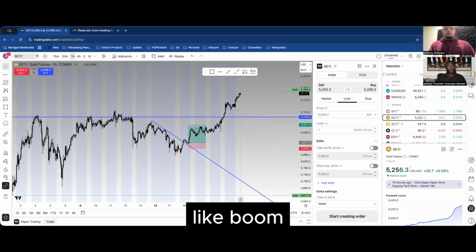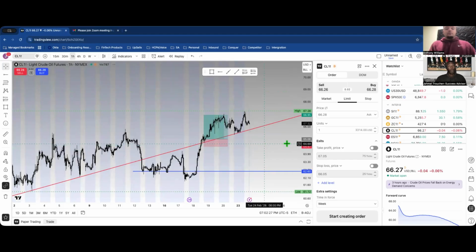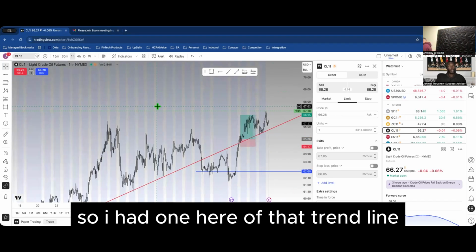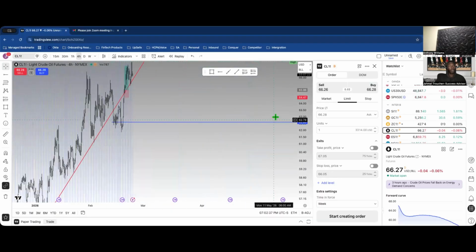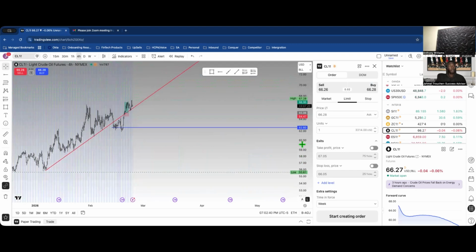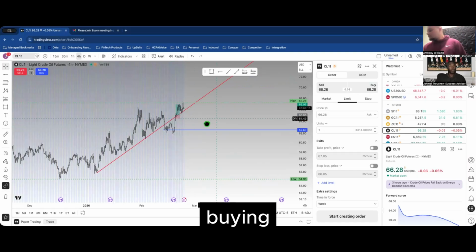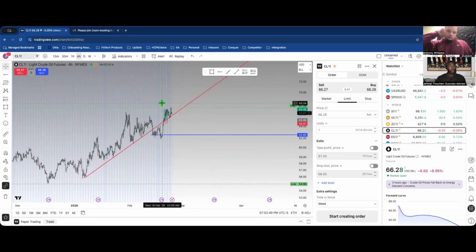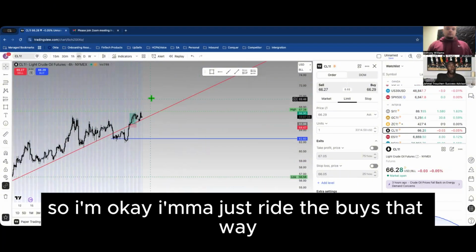So yeah, even oil. You trade oil? Yes, I'm looking at the oil too. So I had one here off that trend line. Go back to that four. And off that four of this trend line, buying. When it broke, got this little support, went back up on that trend line. So I'm like, okay, I'm going to just ride the buys that way.